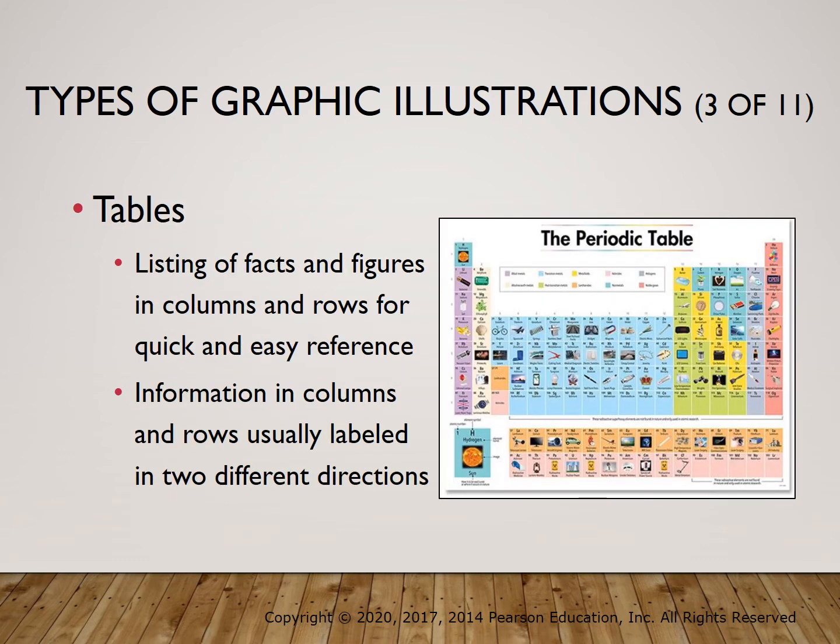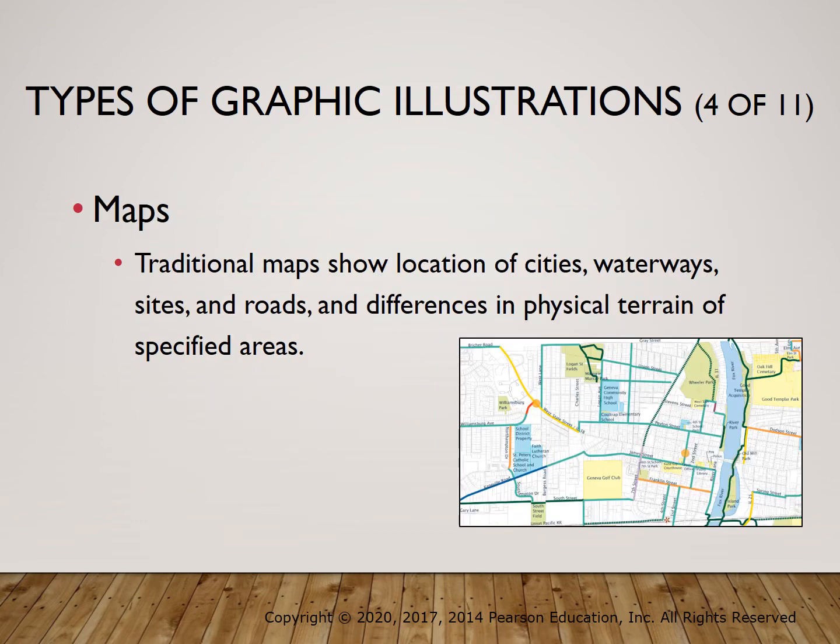Tables are listings of facts and figures. They often have columns and rows. The columns are labeled, the rows are labeled, and you're looking at 2 different directions. So you're able to take a look at this periodic table, for example. The columns and the rows are labeled. If you think of a multiplication grid, you've got your numbers on the top, your numbers on the left, and you can figure out what the product is in the middle. So it's labeled in 2 different directions.